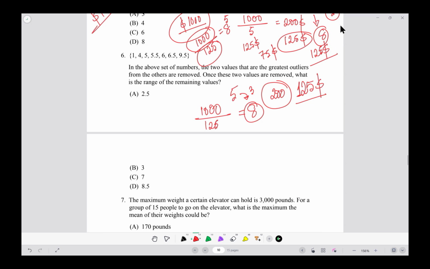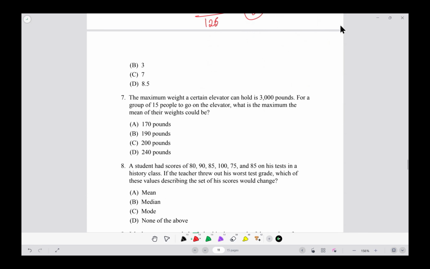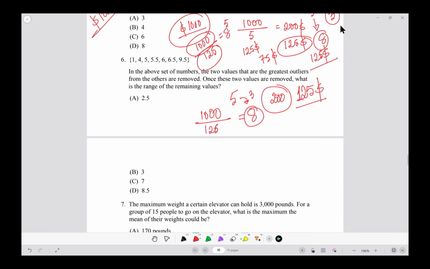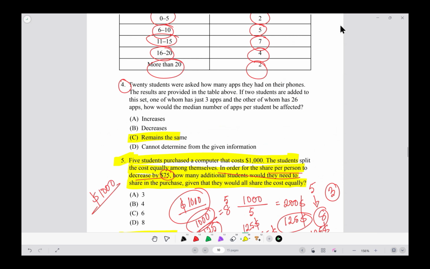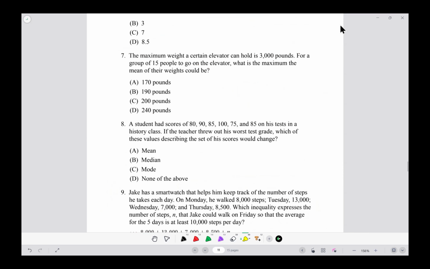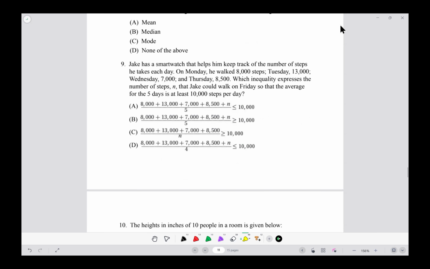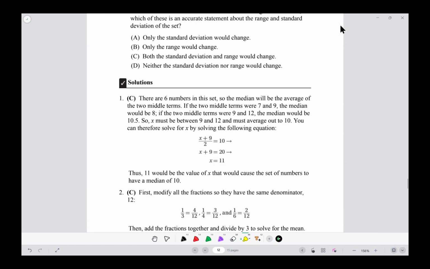I think this problem 6 is quite easy because they're asking about the greatest outliers. It's done. We have completed problem 4. Problem 5 we have already covered. I think these are typical problems. Problem 9 is a nice problem, and I'm suggesting you do this problem alone, okay?